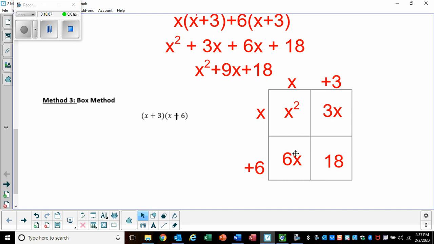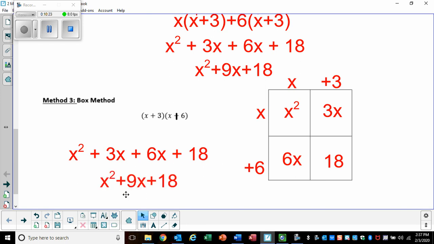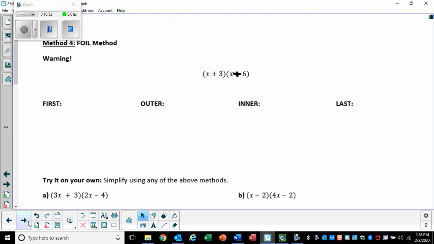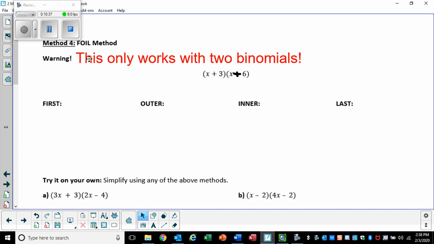Once I've filled in all the boxes by multiplying the terms together, I can just take all the boxes and lay them out, okay? So, x squared plus 3x, because it's a positive 3x, plus 6x plus 18. Then simplify, and I get x squared plus 9x plus 18. Okay? So that's method 3. The final method for multiplying binomials is FOIL. Now warning, this method only works with 2 binomials, so you can only use it for binomials. Okay?